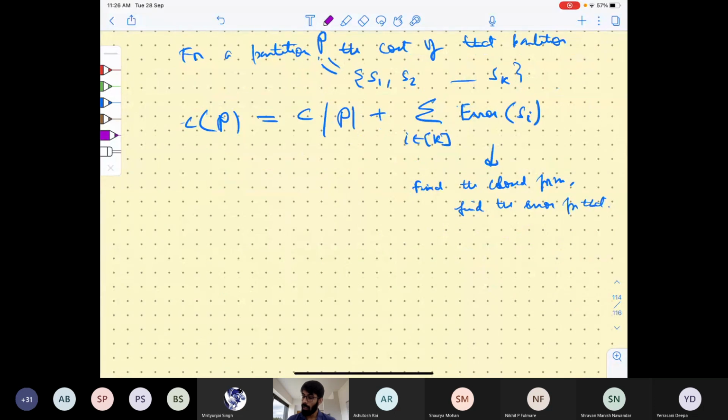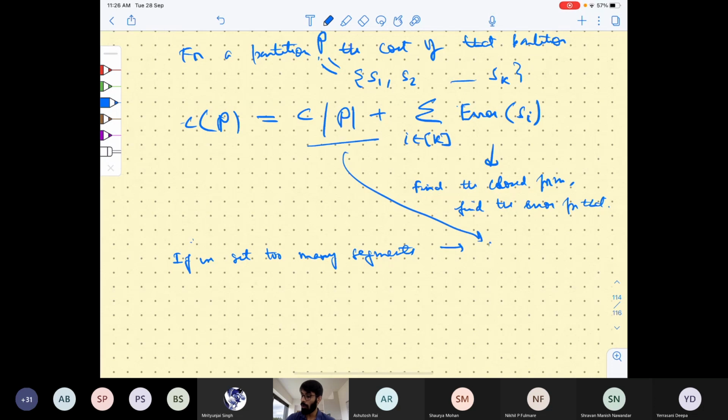And now this sort of captures what we wanted to do, because if we get too many parts in the partition, too many segments, let's call it, then the first part, this will be more, right? So this captures the trade-off. And we can tweak C to penalize more or less for more segments.